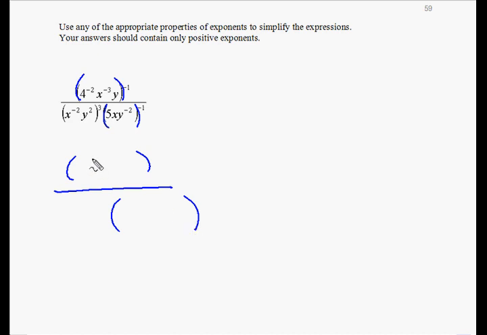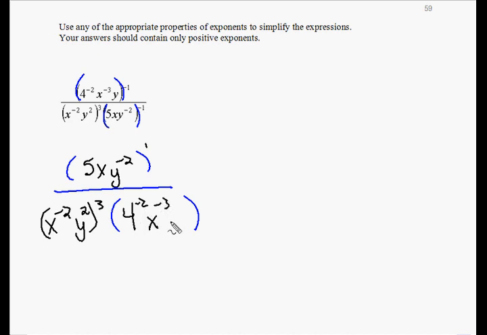So now in the numerator we have 5x y to the negative 2 to the 1 power. In the denominator we still have the original x to the negative 2, y to the second, all to the third power. And now from the numerator we have 4 to the negative 2. It's still a negative exponent. What we're doing is moving it from the numerator to the denominator, but 4 still has the exponent negative 2, x to the negative 3, and y. Again, that has an exponent 1, but we really don't need to write that.